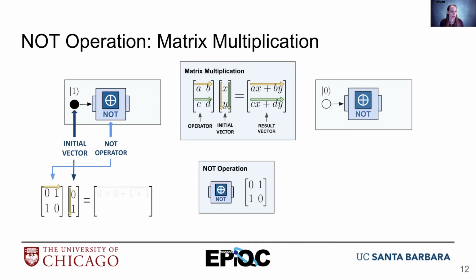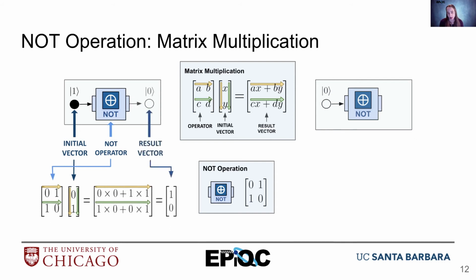So I do the first row, 0 times 0 plus 1 times 1. And then I go down to the second row of my matrix and do that again with my same vector. So 1 times 0 plus 0 times 1. And I get a 1 on top and a 0 on the bottom. And that is exactly what I expected. I expected to get a 0.